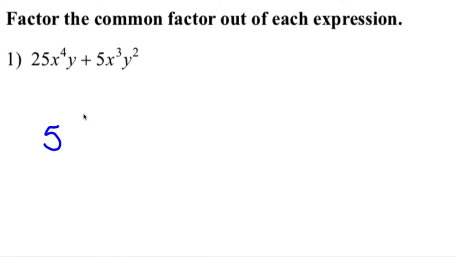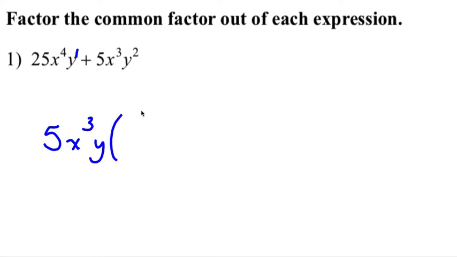And then we look at our variables. Look at my x's. What's the smallest power for x? And that is a 3, so x to the third. And then for y's, the smallest power for y, remember if there's nothing here, it's a 1. So the smallest power for y is just y, or y to the first.